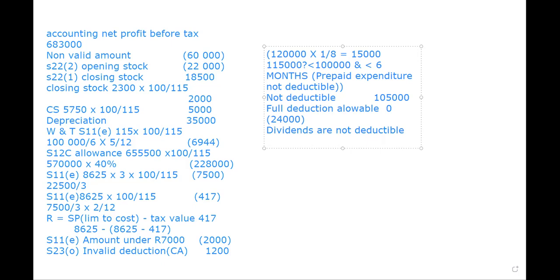So dividends are not deductible, so you should add back the 85,000. Remember, they said all amounts are inclusive of VAT unless otherwise stated. They didn't state that this is inclusive of VAT, so this amount is exclusive of VAT. You see, always remember that VAT thing.